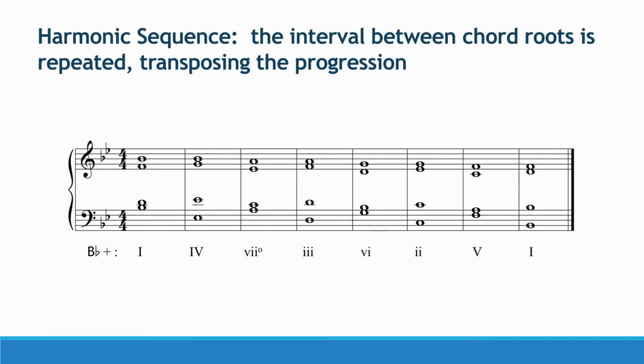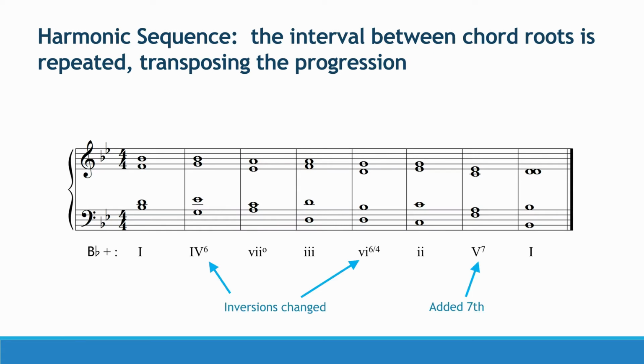I want to switch this up a little bit though. So what I've just done, I made a slight modification to this progression, and I've added in some inversions. I've added in an inversion to the 4 chord, to the 6 chord, and then I've added a 7th onto the second last chord, onto the 5 chord. These inversions don't change the status of this thing as a harmonic sequence, because harmonic sequences refer to root motions.